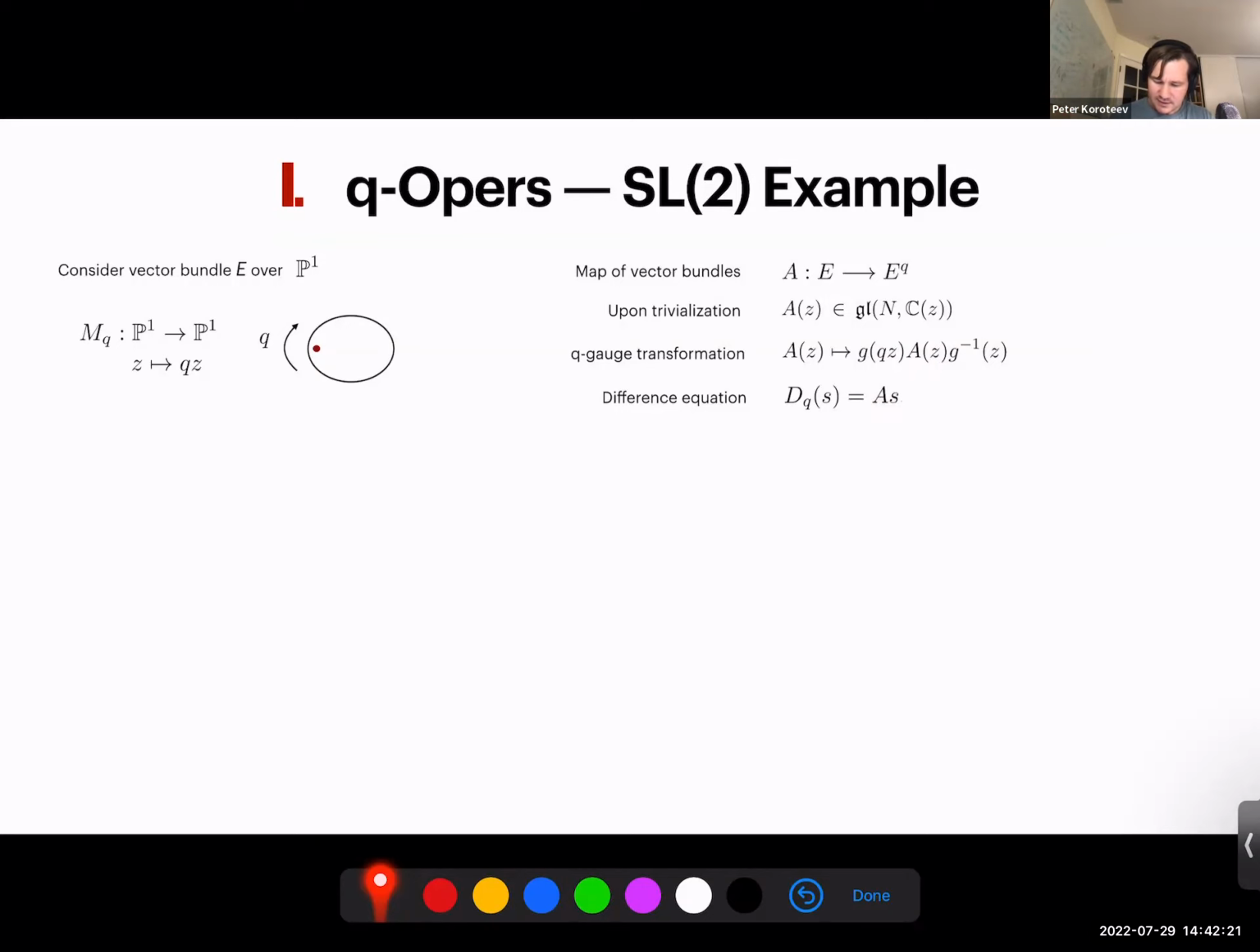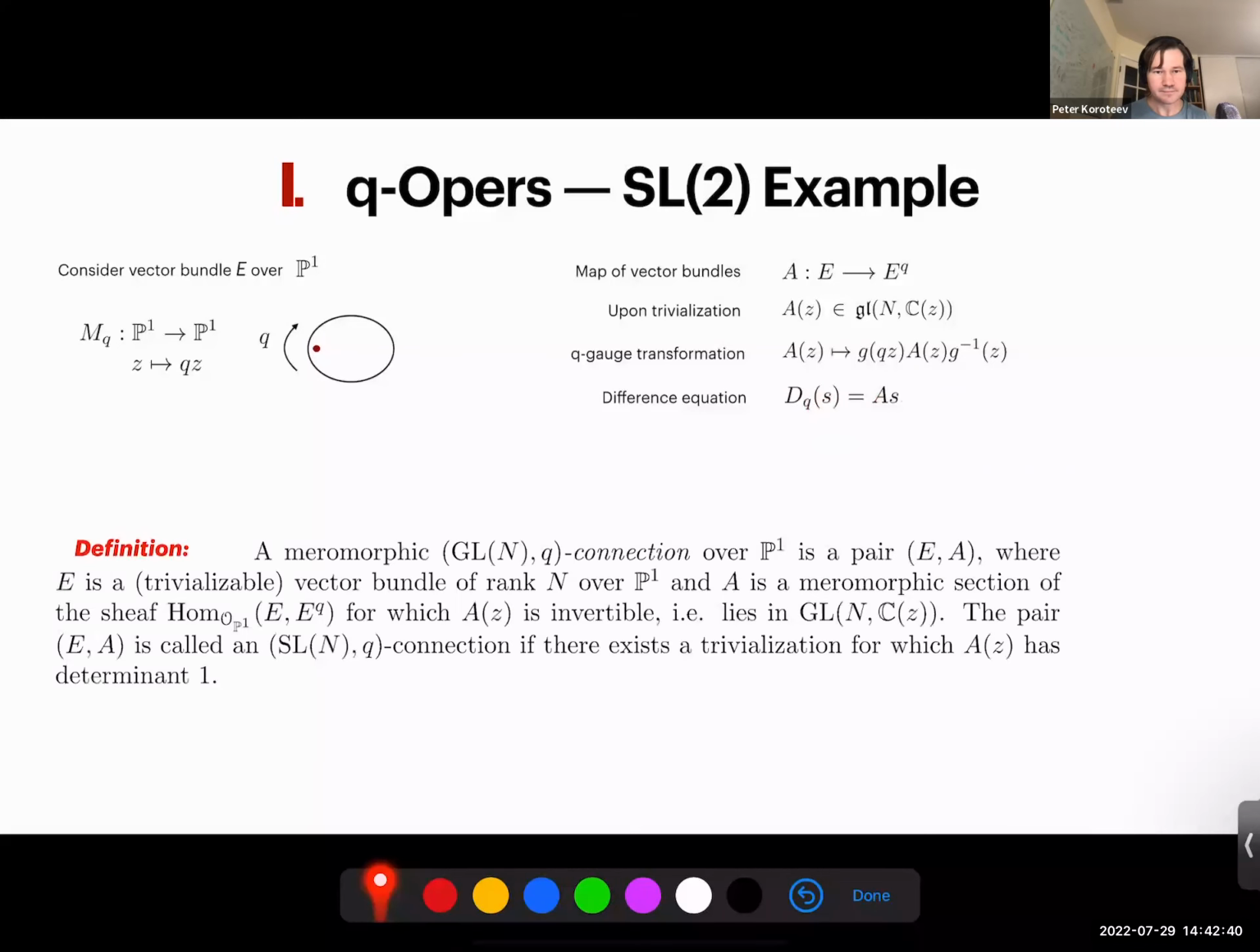So you can associate a difference equation, a difference operator, to this operation. Basically, you can act on a section of the bundle. You can act with A, or you can write it as a q-shift of this section. So we define a meromorphic GLN q-connection over P1 as a pair, a bundle and the connection, E and A, where E is a trivializable vector bundle of rank n over CP1, and A is a section of this sheaf, right?